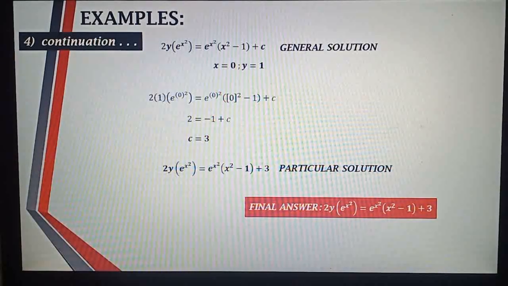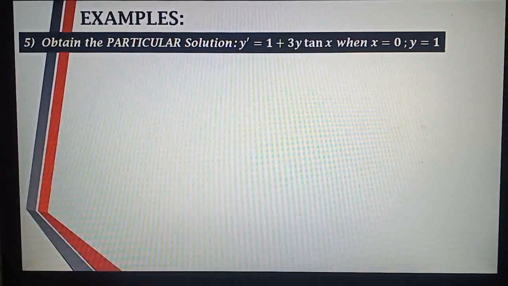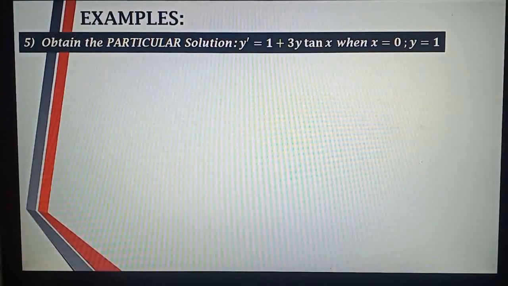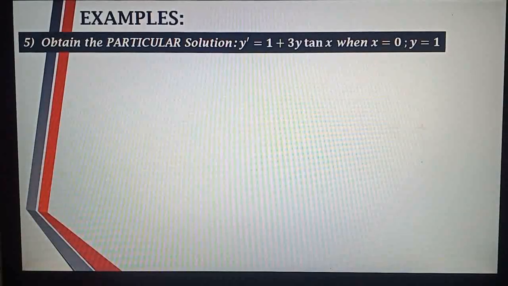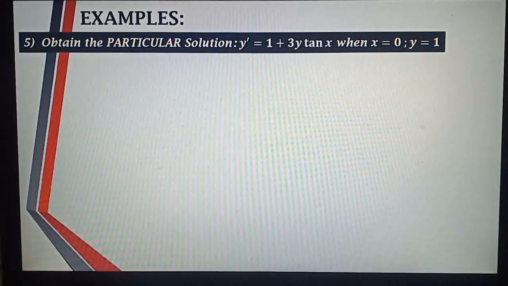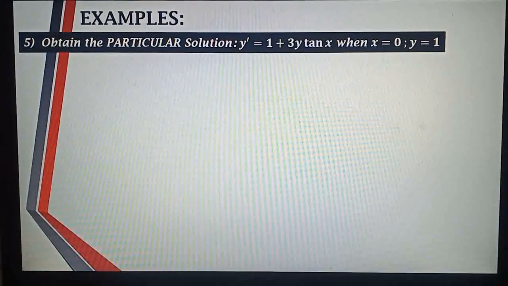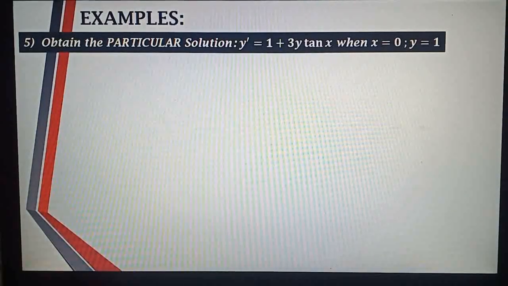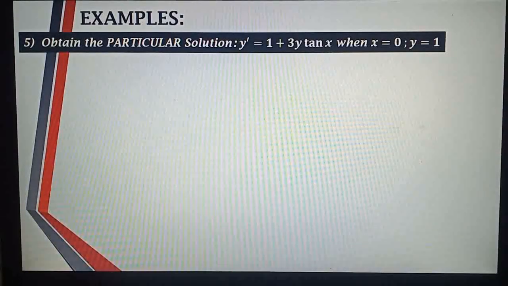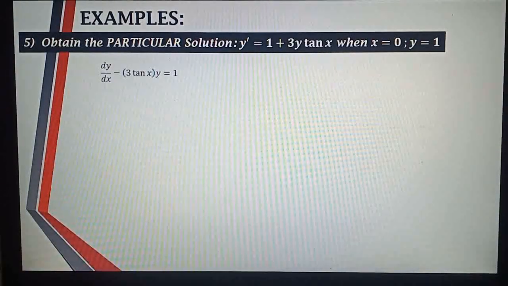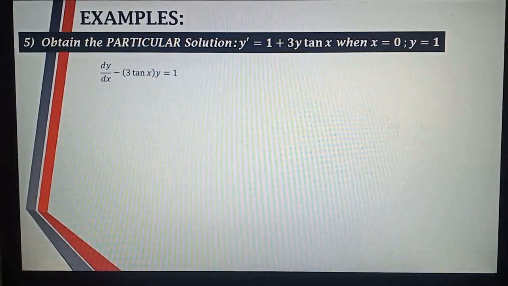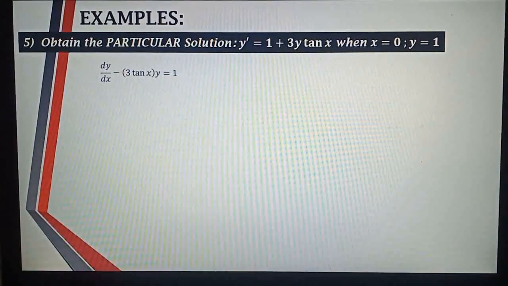Now, for the last example of this session, we need to obtain the particular solution of y prime equals 1 plus 3y tangent of x when x is 0, the value of y is 1. So we need to obtain the standard form of the linear equation. In that case, y prime is dy over dx. So since naka dy over dx tayo, we need to find yung merong multiplier na y.